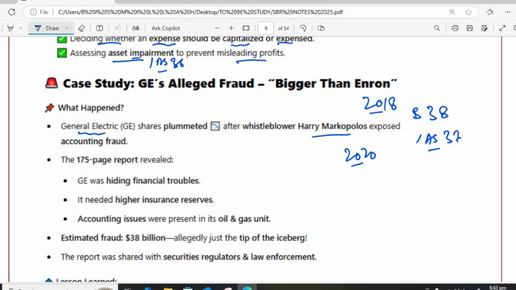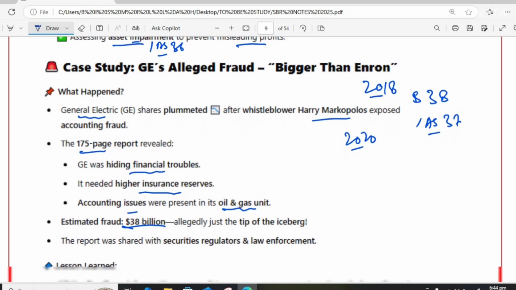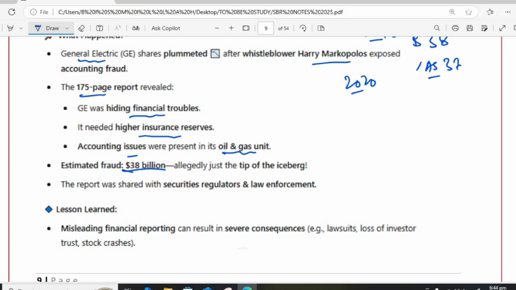Now, this is the report of Fitch, about hiding financial troubles, and I have told you that they aggressively overstated revenue and understated liabilities, and it needed higher insurance reserves. The accounting issues were present in its oil and gas unit, which I have told you is related to the power and insurance division. The estimated fraud was 30 billion, and it is just the tip of the iceberg. And they paid 200 million as a penalty in 2020, right? The report was shared with the securities regulatory law enforcement. So the lesson was that misleading financial reporting can result in severe consequences: lawsuits, loss of investor trust, and stock crashes.